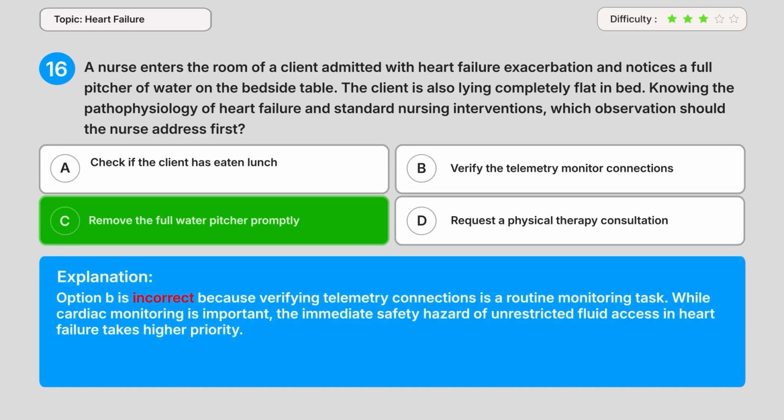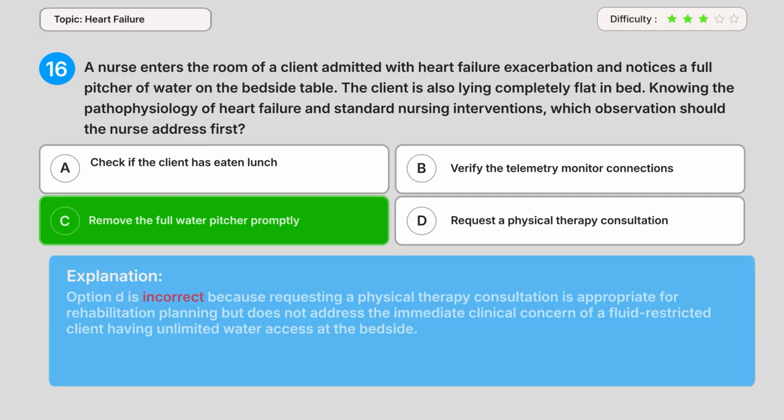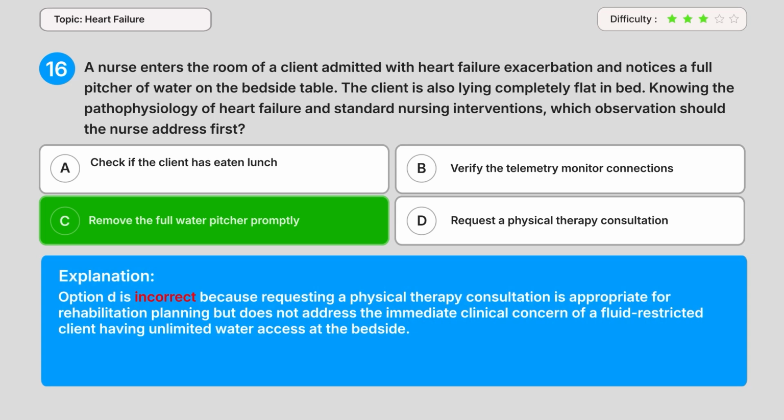Option B is incorrect because verifying telemetry connections is a routine monitoring task. While cardiac monitoring is important, the immediate safety hazard of unrestricted fluid access in heart failure takes higher priority. Option D is incorrect because requesting a physical therapy consultation is appropriate for rehabilitation planning, but does not address the immediate clinical concern of a fluid-restricted client having unlimited water access at the bedside.